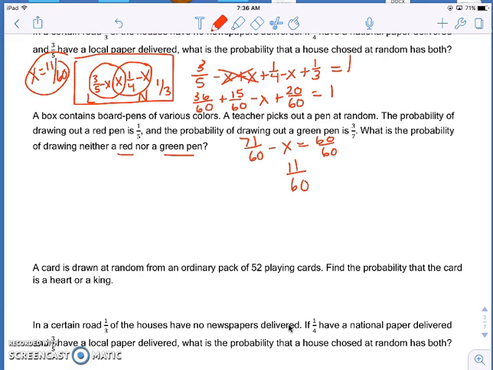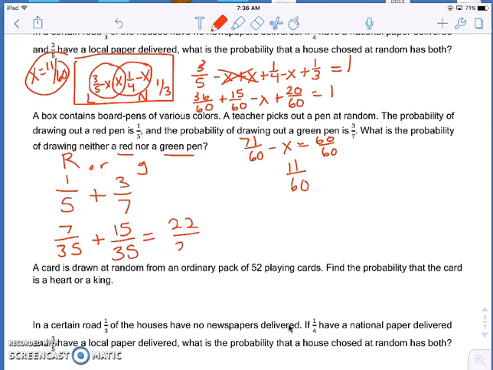So if we take a look at these, we can add these together. So here's our red. So this would be red or green. So our common denominator, 7 out of 35 plus 15 out of 35. We add those together, we have 22 out of 35. Well, how many would not be those? So that would be 13 out of 35. So if we look at what this question is asking, it's the probability of not red, so we could say the complement, or not green.